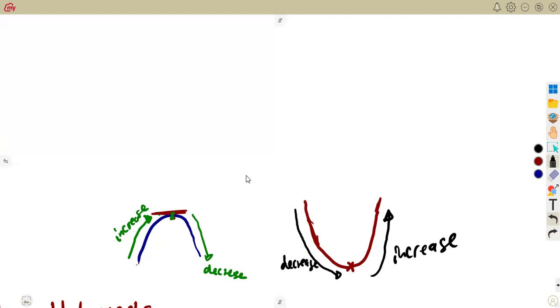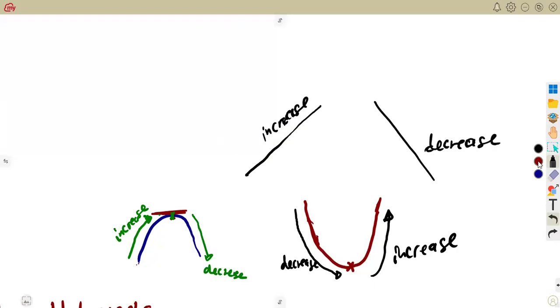For a linear graph, we said everything going like this is an increase. When it is going like this, that's a decrease. So you're going to consider that as a decrease. A horizontal line is constant.